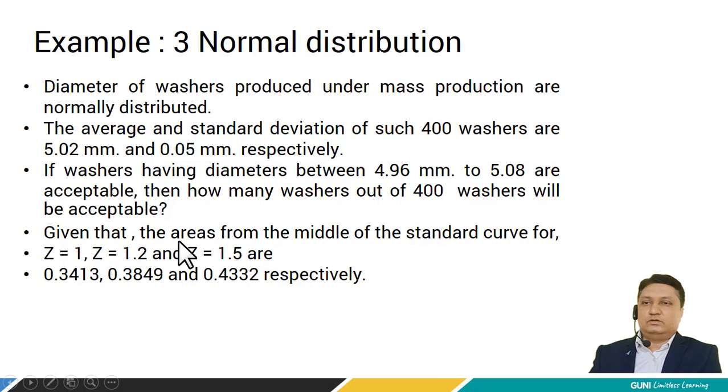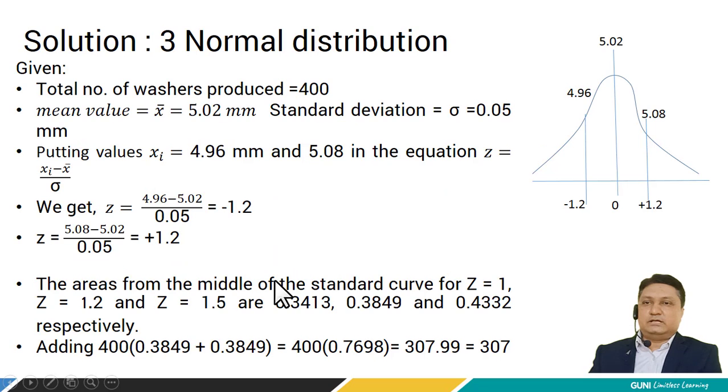given that the areas from the middle of the standard curve for z is equal to 1, z is equal to 1.2 and z is equal to 1.5 are respectively 0.3413, for z is equal to 1.2 it is 0.3849 and for z is equal to 1.5 it is 0.4332 respectively. So we don't want to refer to the table, we will directly take and consider the value for z from here only. So total number of washers produced are 400.